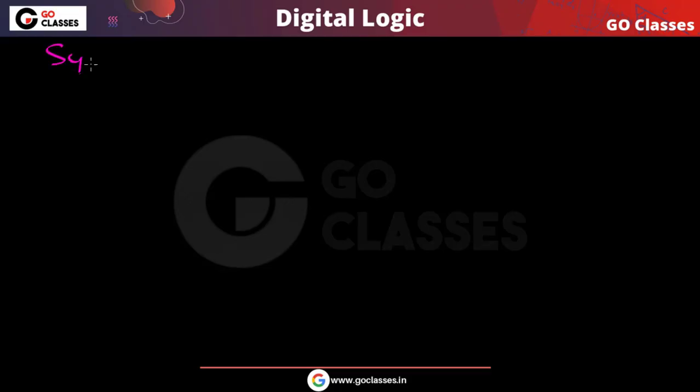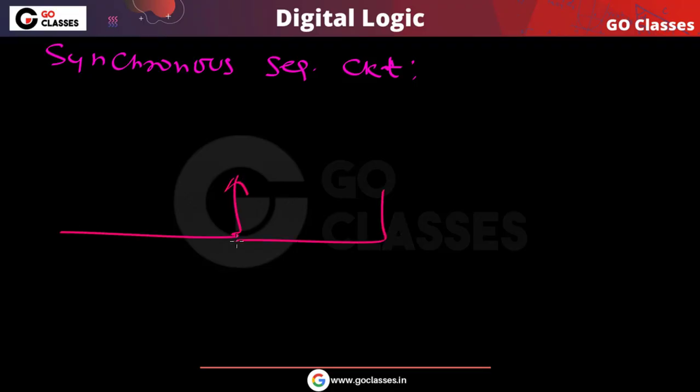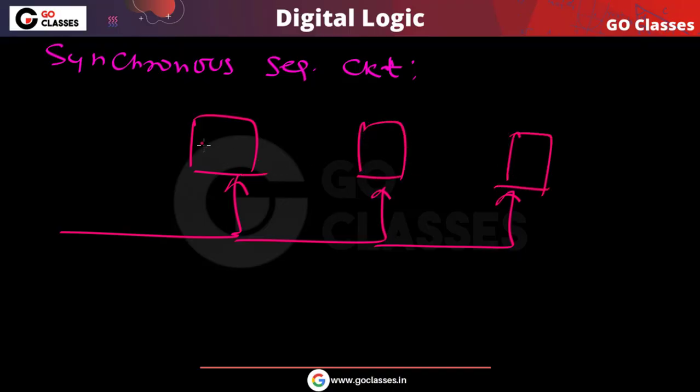Let's see the definition of synchronous. What is a synchronous sequential circuit? It is any sequential circuit which is synchronized by a common clock. There is a system clock, and that same system clock is applied to all the flip-flops. Let us assume you have flip-flop 1, flip-flop 2, and flip-flop 3.